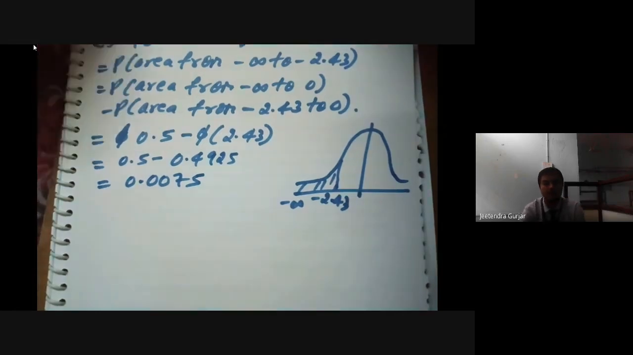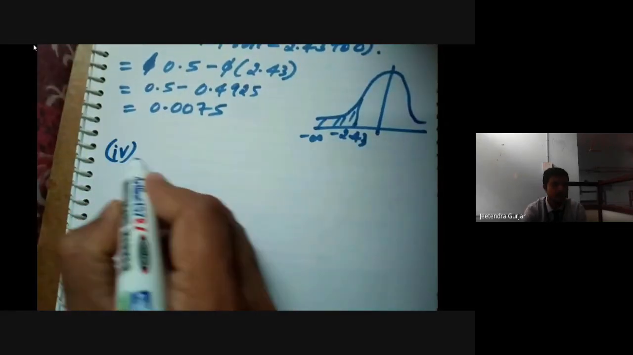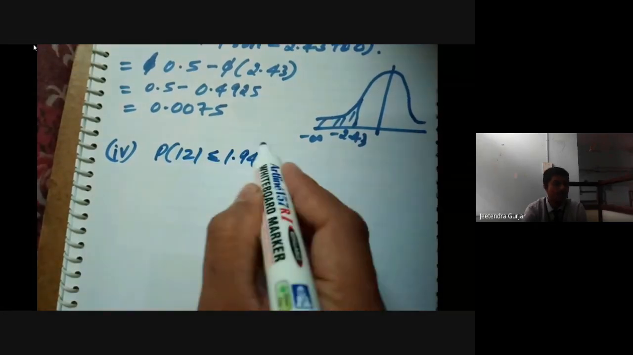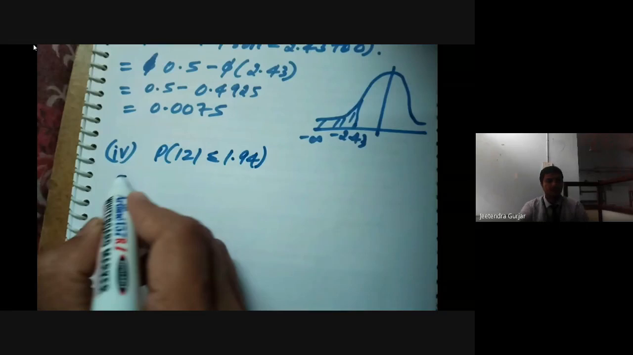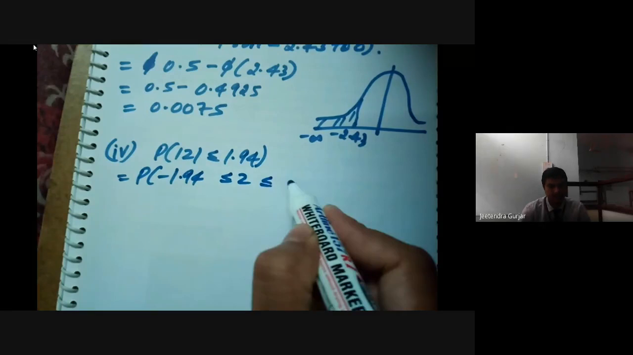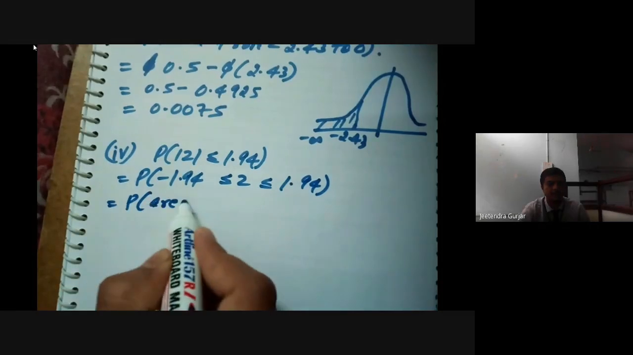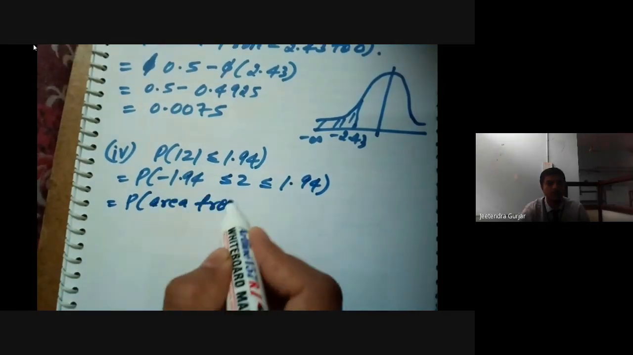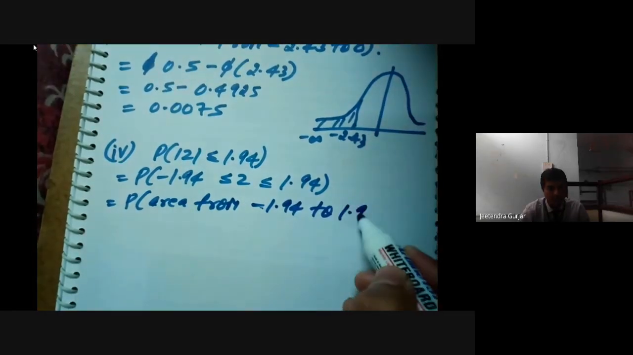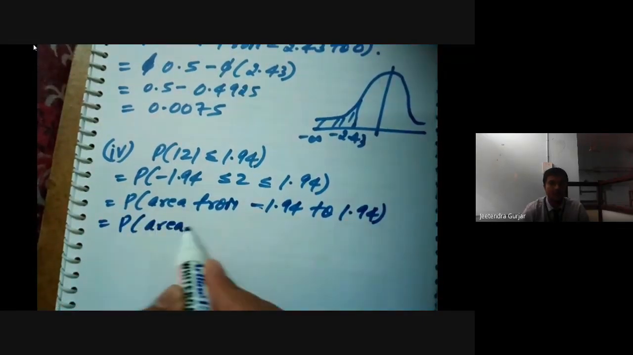The next, fourth point, is very, very important. You are going to calculate the probability that modulus Z is less than or equal to 1.94, students. Modulus means between minus and plus together. Therefore you can write this probability as minus 1.94 is less than or equal to Z is less than or equal to 1.94. Means the area is between minus 1.94 and plus 1.94. This area you want to calculate.